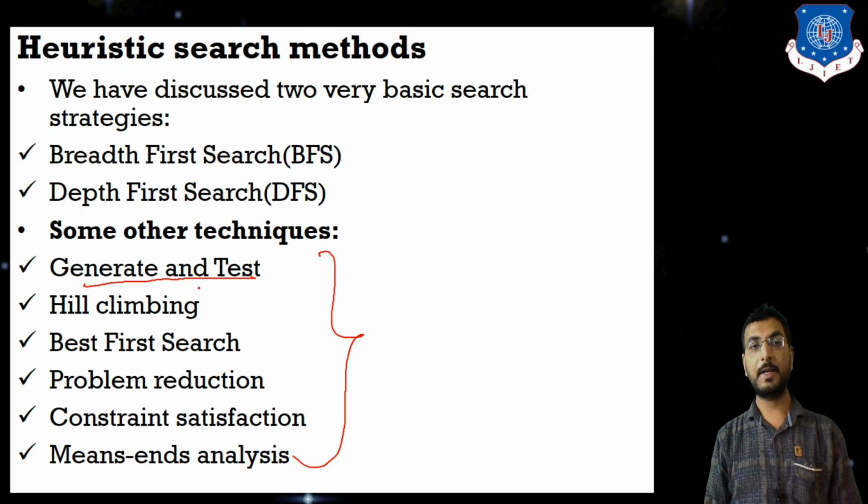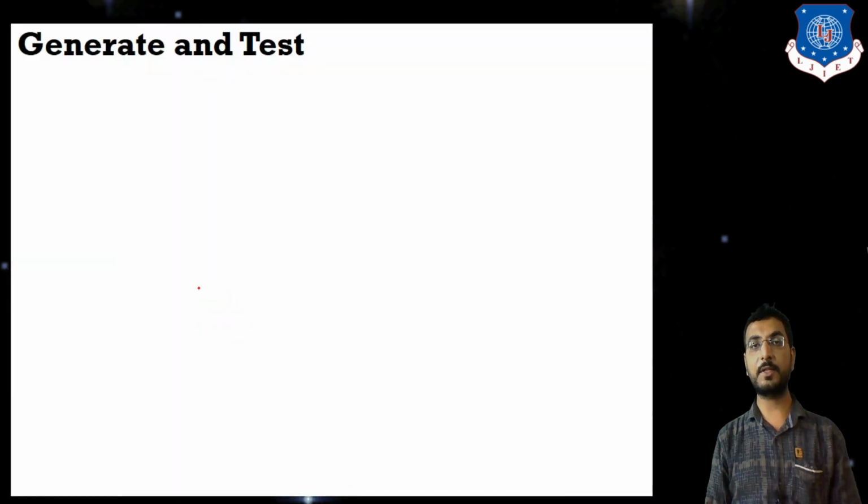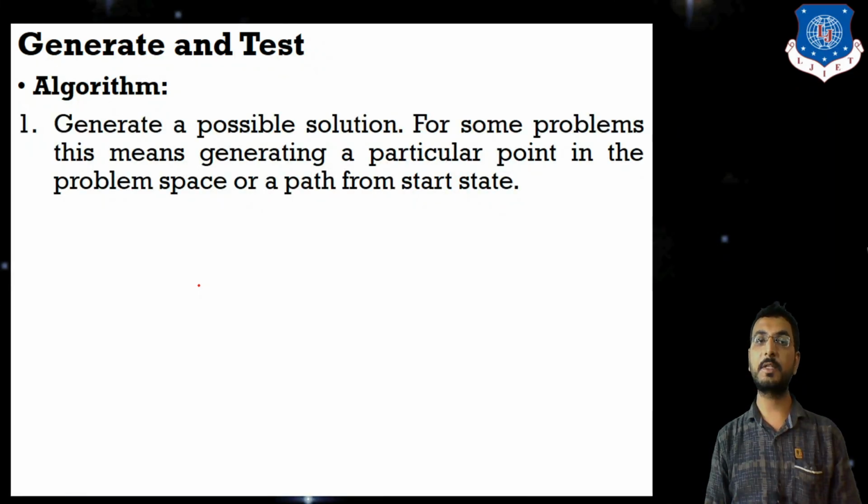Okay, so let us continue with the generate and test technique. See, let us have the algorithm of generate and test. The first step for this is to generate a possible solution. For some problems, this means generating a particular point in a problem space or a path from the start state. So generate and test possible solution, that means we are going to execute in such a way that we will start from one point and from that point we will continue.